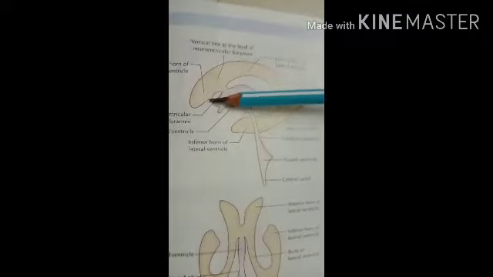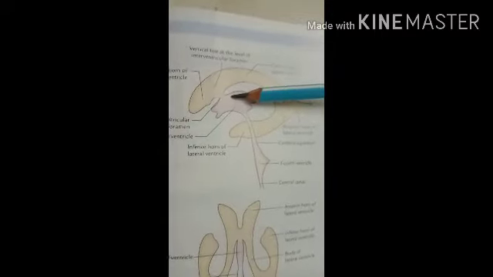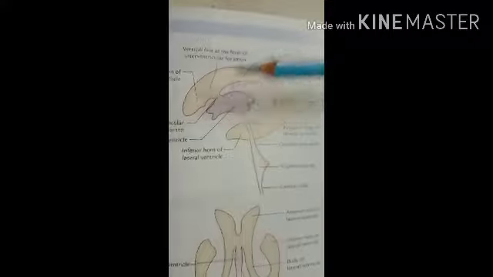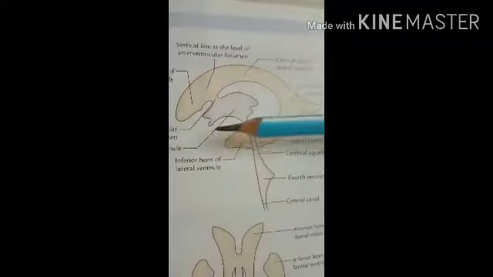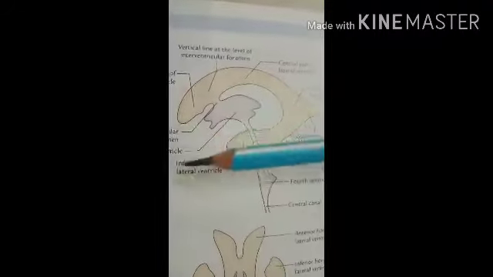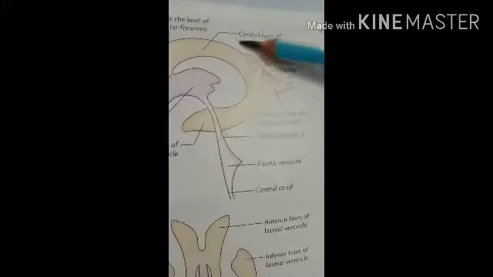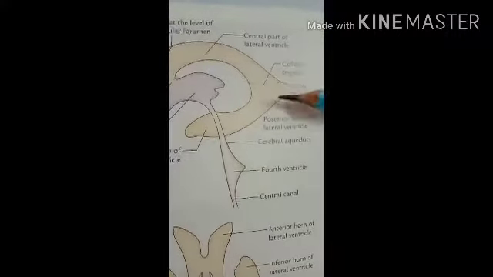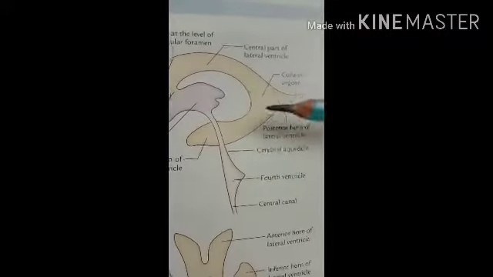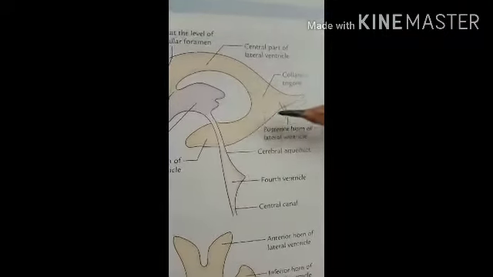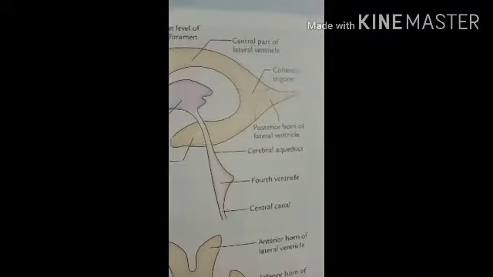Then the floor is made by the rostrum of corpus callosum. The medial and the lateral wall are formed by the septum pellucidum and the head of the caudate nucleus. Then that is the posterior horn. It is the backward extension of the central part into the occipital lobe, and in the coronal section it shows the medial wall, lateral wall, the roof, and the floor.